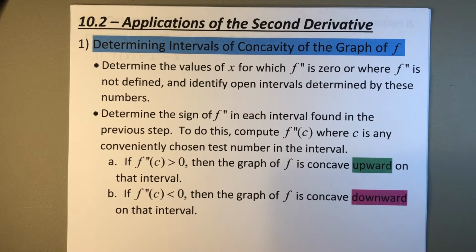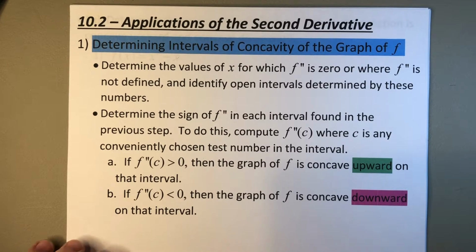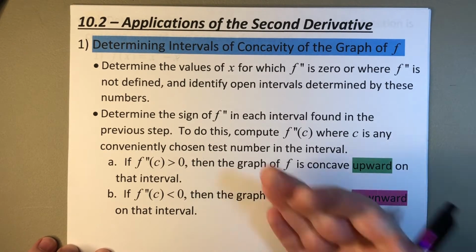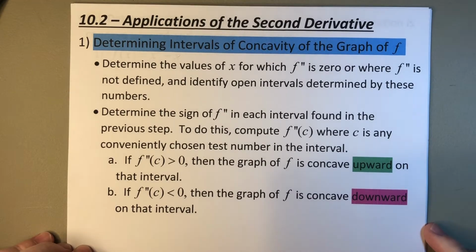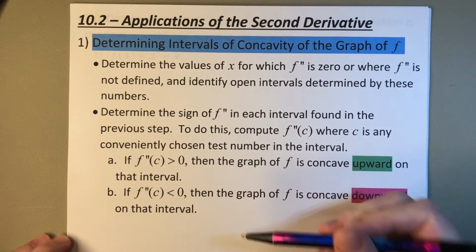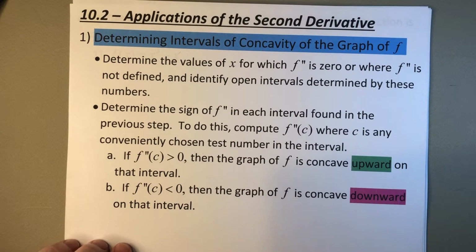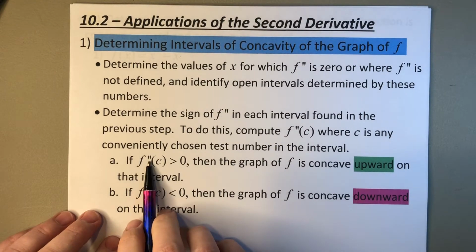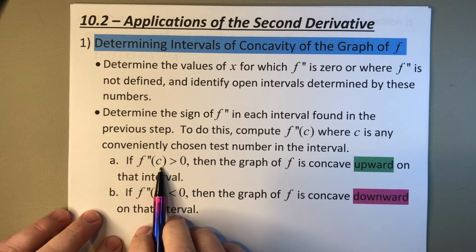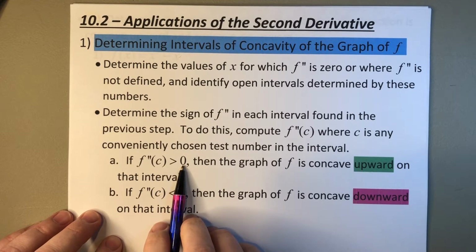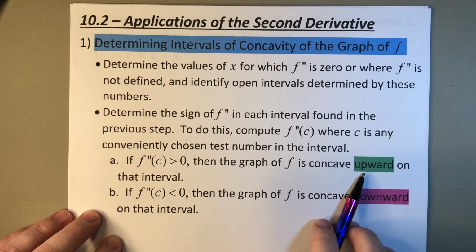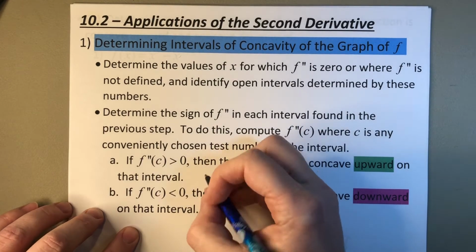The second derivative test is just another test, like the first derivative test, to determine relative extrema, relative maxima and minima. Let's get started. On this slide, you're looking at the steps to determine intervals of concavity. Bottom line is, if we can determine the second derivative at some test value is positive, then the graph of f is concave upward.